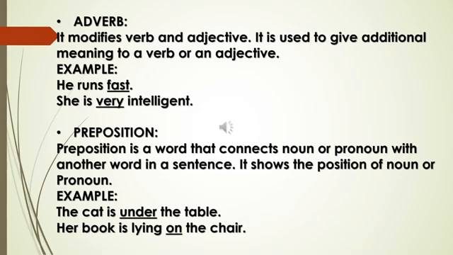Preposition. Preposition is a word that connects noun or pronoun with another word in a sentence. It shows the position of noun or pronoun. For example, the cat is under the table. Under is preposition. Her book is lying on the chair. On is preposition, because it is telling us the position of noun.